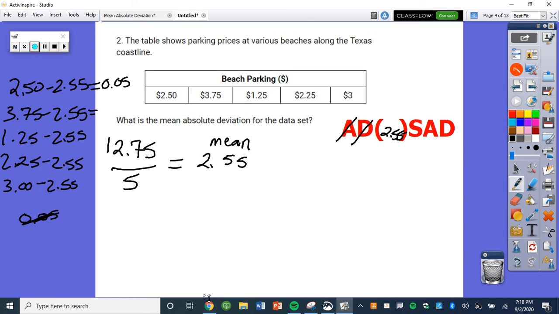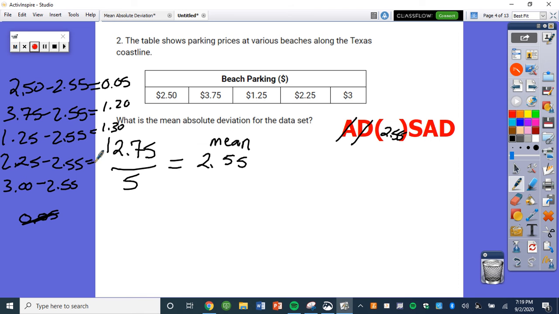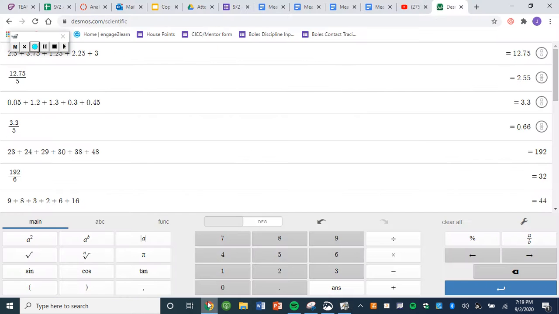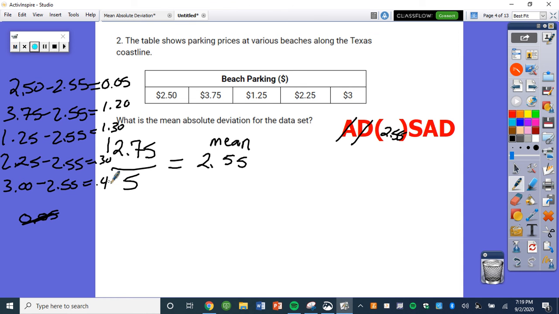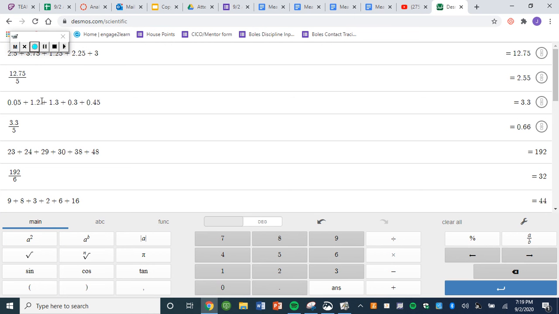I got $1.20. So you should have got $1.20. $1.30. This is 30 cents. And this is 45 cents. So I'd add all those together, which I did: 5 cents, $1.20, $1.30, 30 cents, and 45 cents, and I got $3.30.